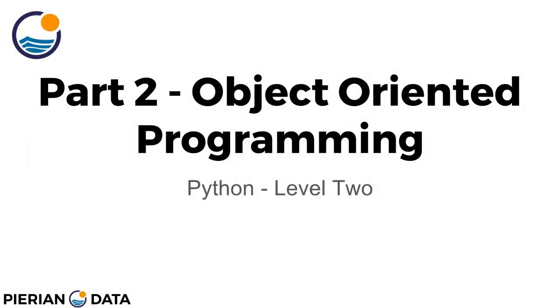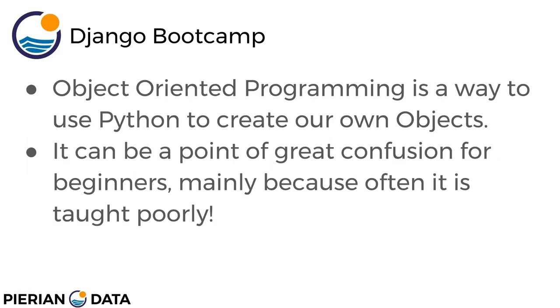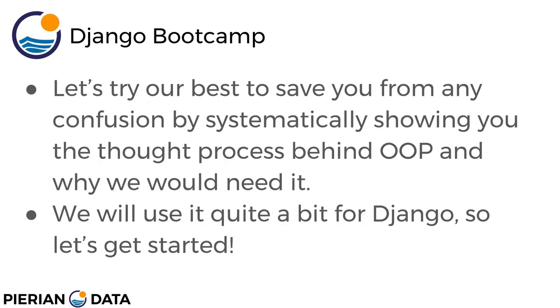And welcome to part 2, object-oriented programming. Object-oriented programming is a way to use Python to create our own objects. And sometimes it can be a point of great confusion for beginners, mainly because it's often just taught poorly. You're kind of just thrown into object-oriented programming, taught a few keywords, and expected to understand everything all at once. We're going to try our best to save you from any confusion by systematically building up and slowly showing you the thought process behind object-oriented programming, otherwise known as OOP, and why we'd even need to use it. We will use it quite a bit for Django, so let's get started by showing you the basics.